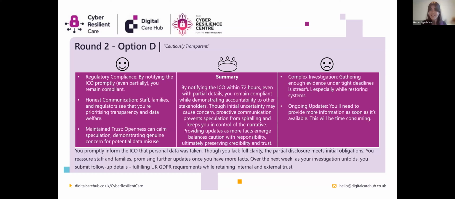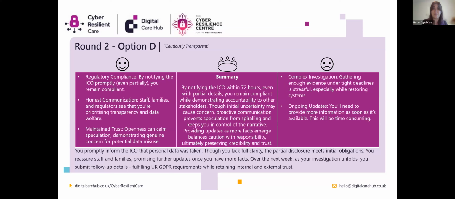The negatives of this, there's always negatives to everything. It's a complex investigation, so gathering enough evidence under tight deadlines is stressful, especially when restoring systems, and it might take a little bit of time. Ongoing updates, so you will need to provide more information as soon as it's available, and this will be time consuming and it will take a lot of your energy. But by notifying the ICO within 72 hours, even with partial details, as we said, with what you have, you remain compliant. Though initial uncertainty might cause a little bit of concern, proactive communication prevents speculation, as we mentioned, and it keeps you in control of the narrative of what has happened.